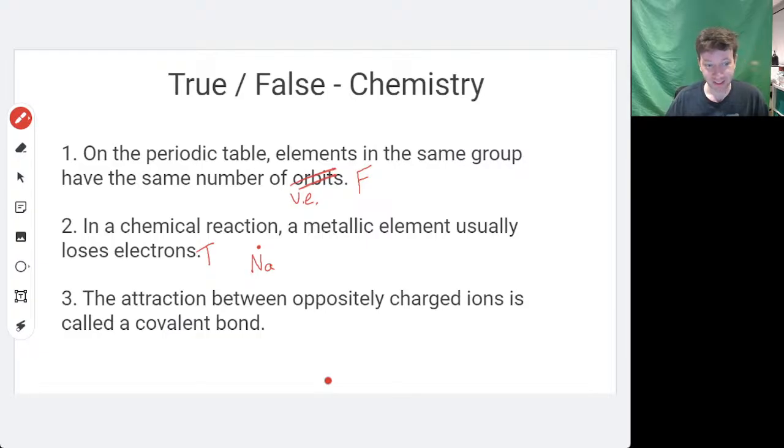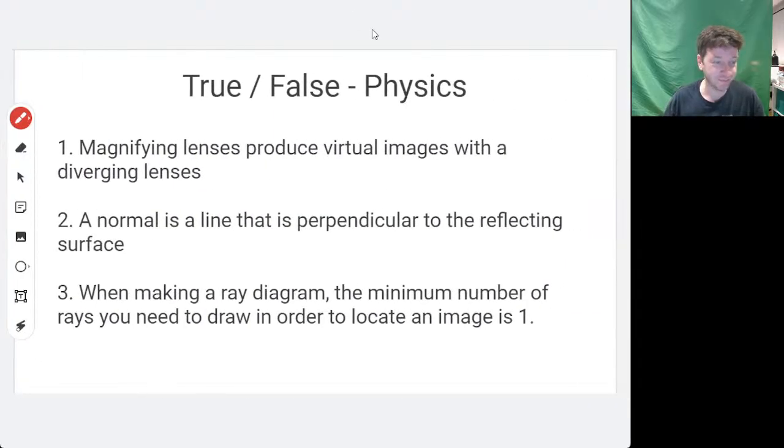Question three. The attraction between oppositely charged ions is called a covalent bond. No, I thought we were going to have another true, but we don't. That is called an ionic bond. Covalent bond is the sharing of electrons. Okay, so the attraction between oppositely charged ions, which you would have with a metal and a non-metal, would be an ionic bond.